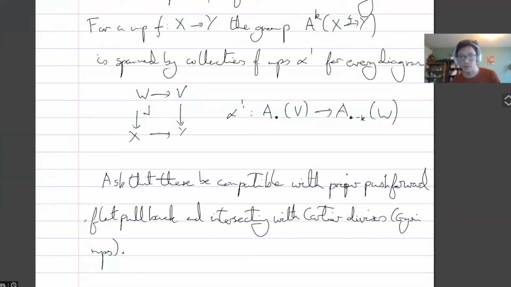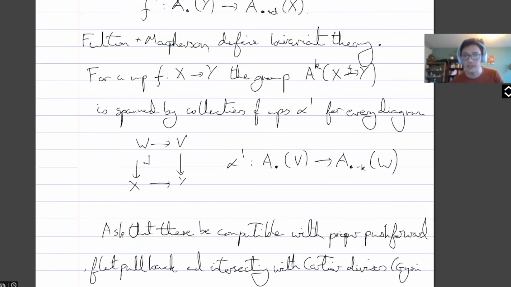Just to again be explicit, saying that they're compatible with proper push forward would say something like, if V to Y is proper, then I can take a cycle here, pull it back to W and then push it forward to X, since this map would necessarily have to be proper, or I could push it forward to Y and then pull it back via the corresponding other map in this collection to get a cycle on X. And compatible means that those two things have to agree. And similarly, you can form diagrams for flat pullback and for these intersections.